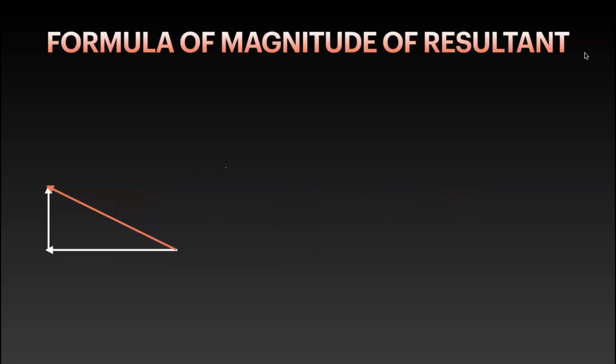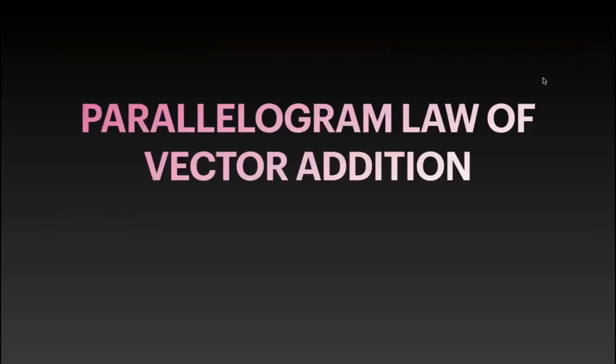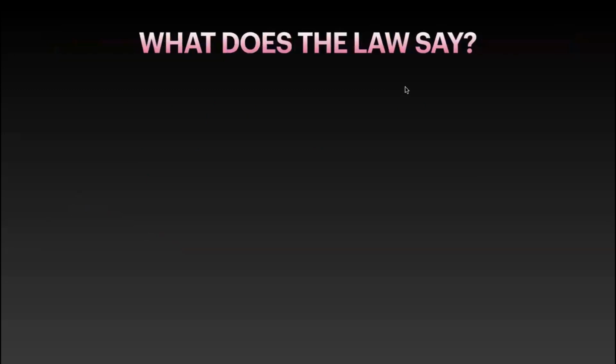Now, is this always so simple? Is vector addition always so simple? It's never so simple. So that is why one more law we need, which is parallelogram law of vector addition. Okay, next. What does the law say? Now, assume you have one vector in this direction. Remember the direction of the vectors, very, very important. And you have one more vector in this direction. See, the two tails are connected.